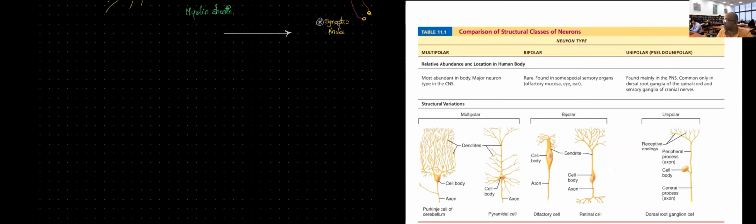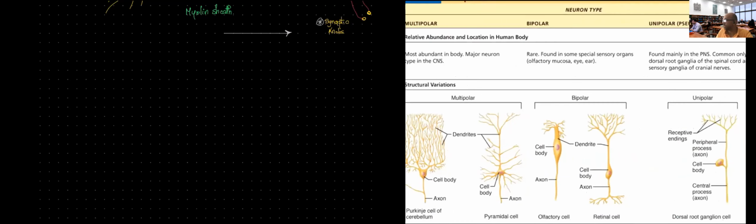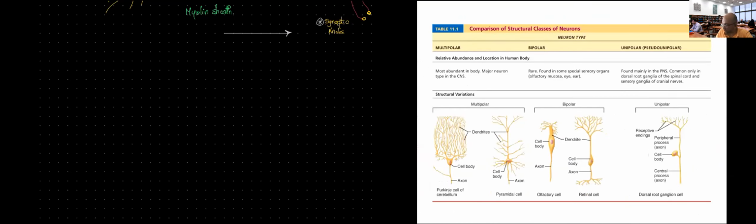Examples here of multipolar cells are the Purkinje cells of the cerebellum. Cerebellum, as we're going to be studying in the next chapter, is going to be responsible for the coordination of the skeletal muscle movement, and it allows you to maintain your body balance.